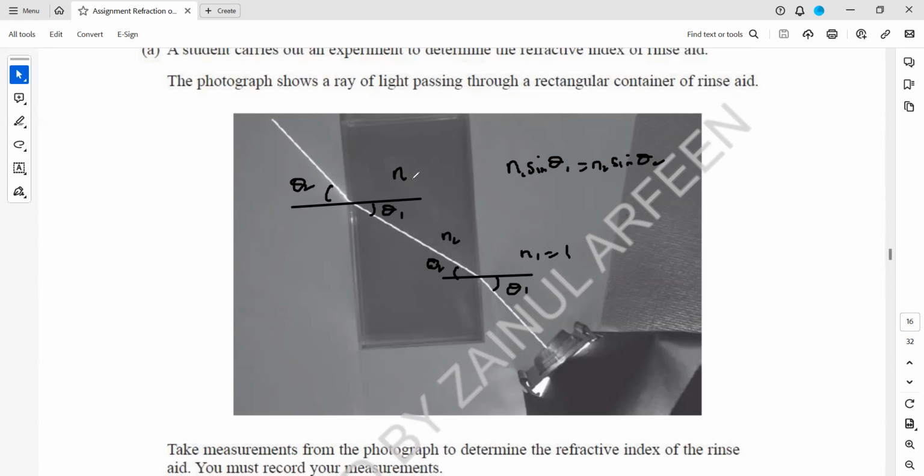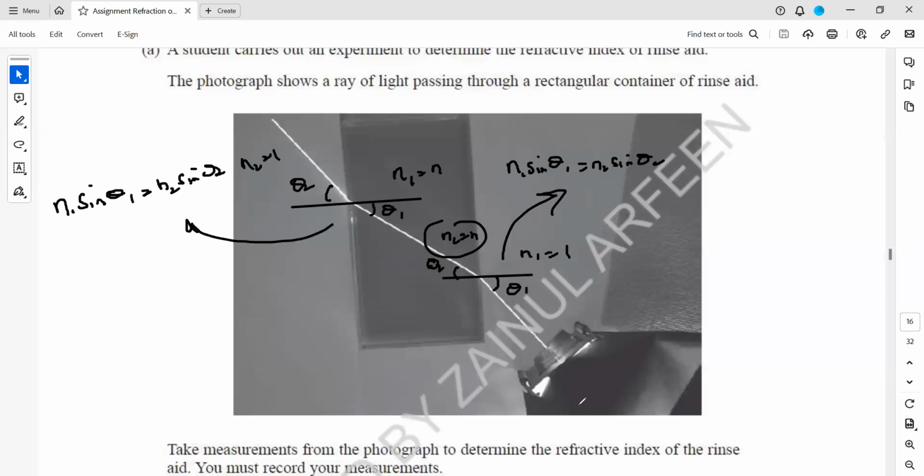Now the refractive index of this medium is N1, which is called N. In the first part, the refractive index was N2 because it was moving from air to the rinse aid, and now it is moving from the rinse aid to the air. So the refractive index of medium 2 will be 1. And again use the same formula, N1 sine θ1 equals N2 sine θ2. So this has to be done with the measurement. First, you will measure from this side, then you will measure from the other side. And then you have to take an average. That will give you the refractive index of this rinse aid.